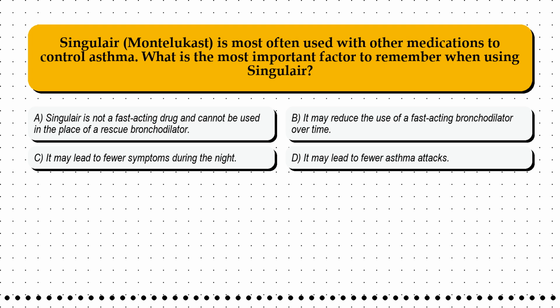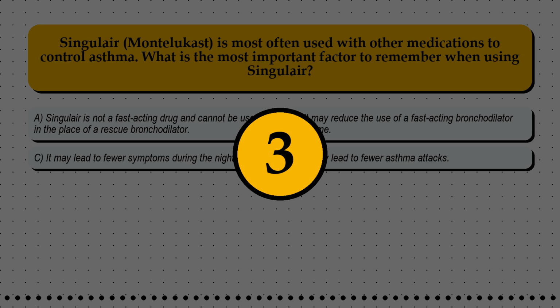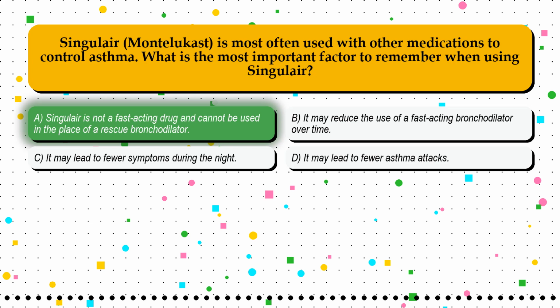Option A, Singulair is not a fast-acting drug and cannot be used in the place of a rescue bronchodilator. Option B, it may reduce the use of a fast-acting bronchodilator over time. Option C, It may lead to fewer symptoms during the night. Option D. It may lead to fewer asthma attacks. The correct answer is option A. Singulair is not a fast-acting drug and cannot be used in the place of a rescue bronchodilator.